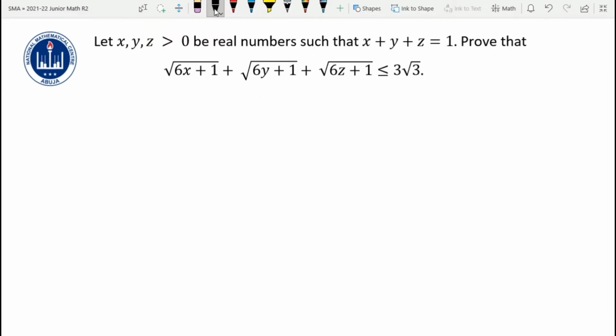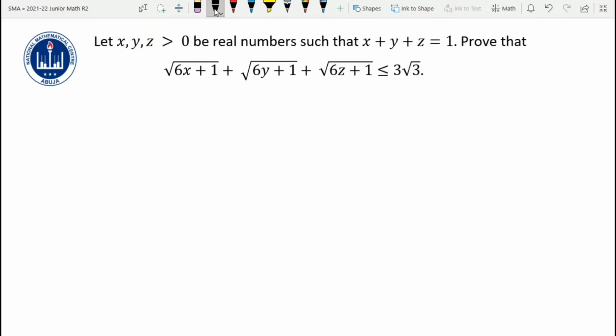In this video, we're going to be solving question 4 of 2022 Junior Maths Olympiad second round. We're told that x, y, and z are three real numbers greater than 0, such that x plus y plus z is 1. And we're asked to prove that square root of 6x plus 1 plus square root of 6y plus 1 plus square root of 6z plus 1 is less than or equal to 3 root 3.